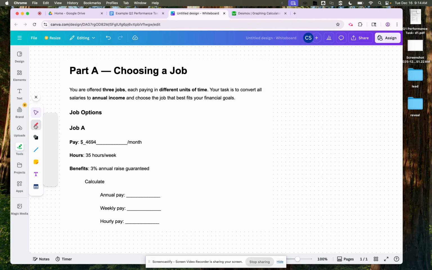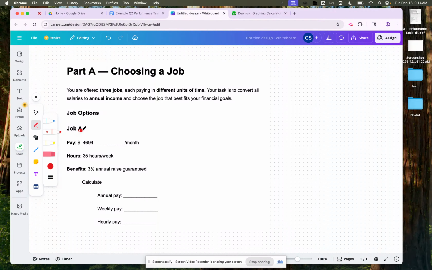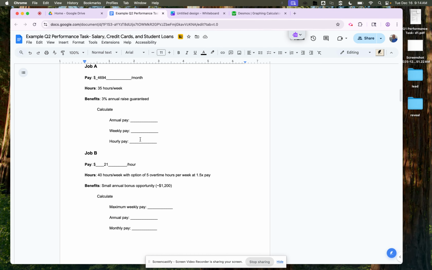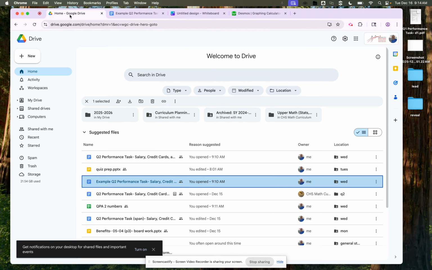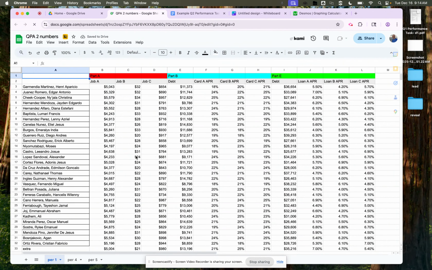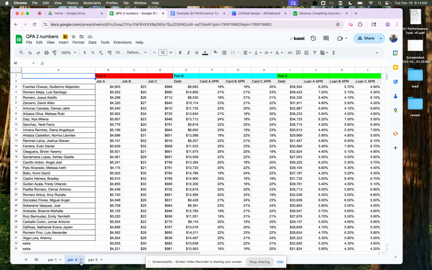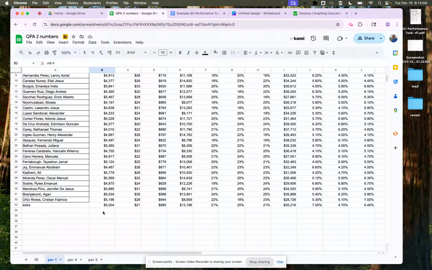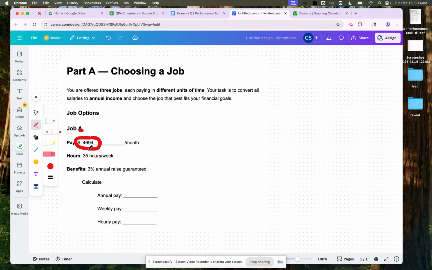First thing I'm going to do is mark up the important words. So this is job A. Remember that the pay here is blank. Make sure you're looking at this document. You're looking at job A right here. You're looking at this column depending on which class you're in, and you're putting in the pay that is assigned to you for job A.